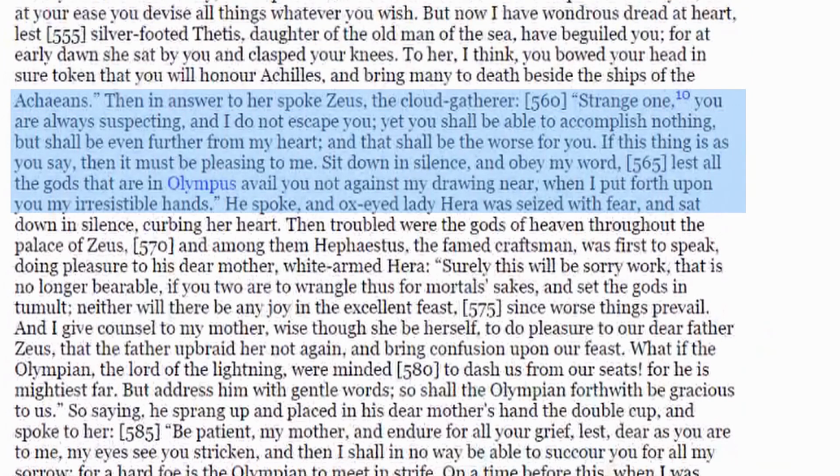And Zeus gets mad because, I can't get away with anything. And he's like, yeah, well, so what? There's nothing you can do about it. Then that's the way I'm going to be. Sit down and shut your mouth. Sit down in silence and obey my word, lest all the gods that are in Olympus avail you not against my drawing near when I put forth upon you my irresistible hands.